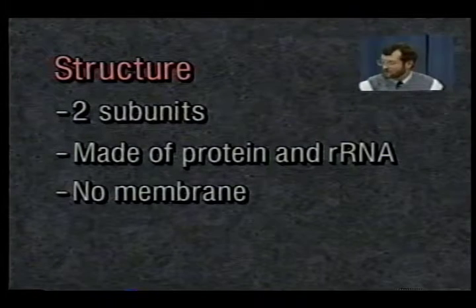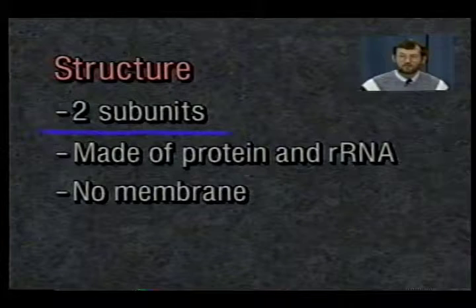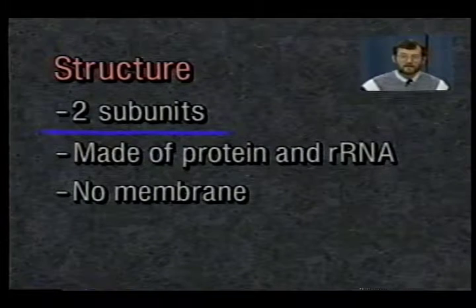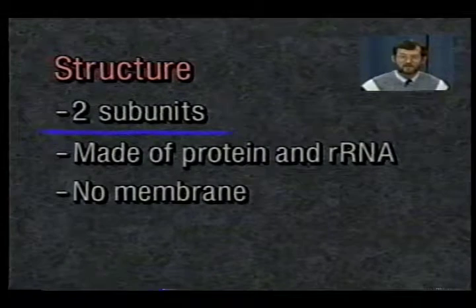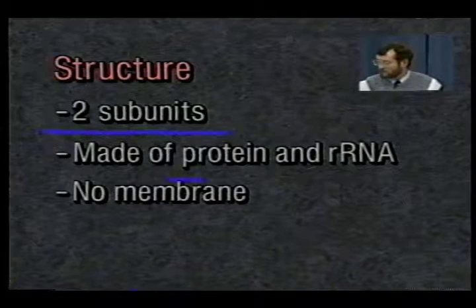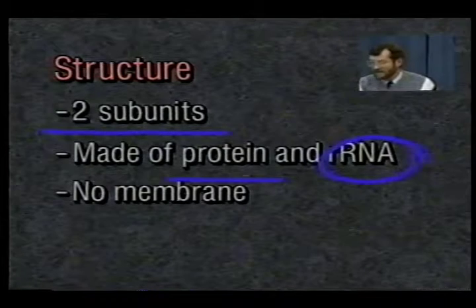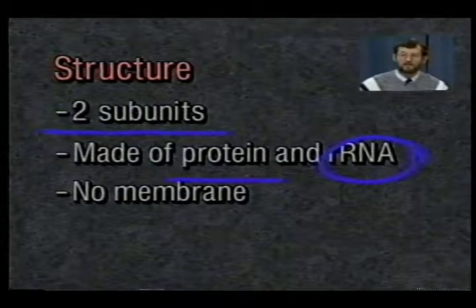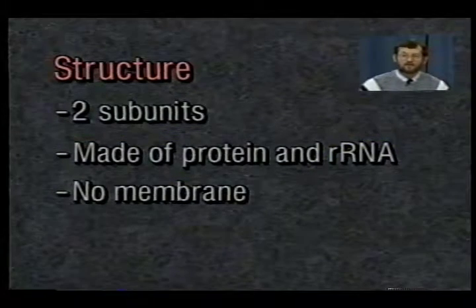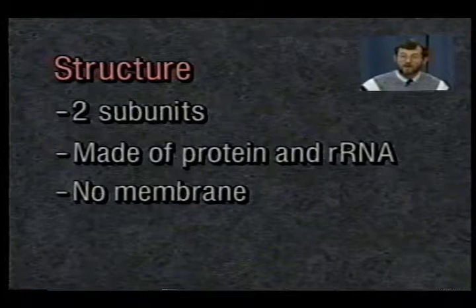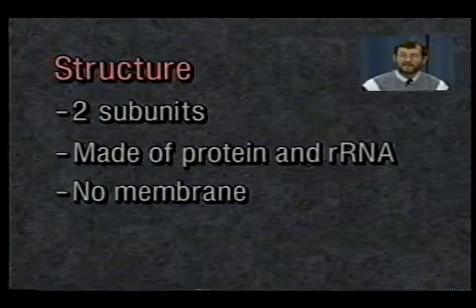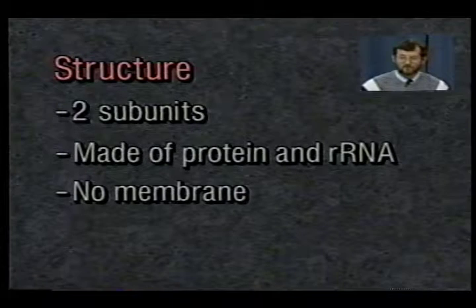Structure on these. Ribosomes are typically made out of two subunits. And the subunits are made out of the macromolecules of protein and a form or type of ribonucleic acid, a type of nucleic acid known as little r RNA or ribosomal RNA. Had this from the macromolecule worksheet.